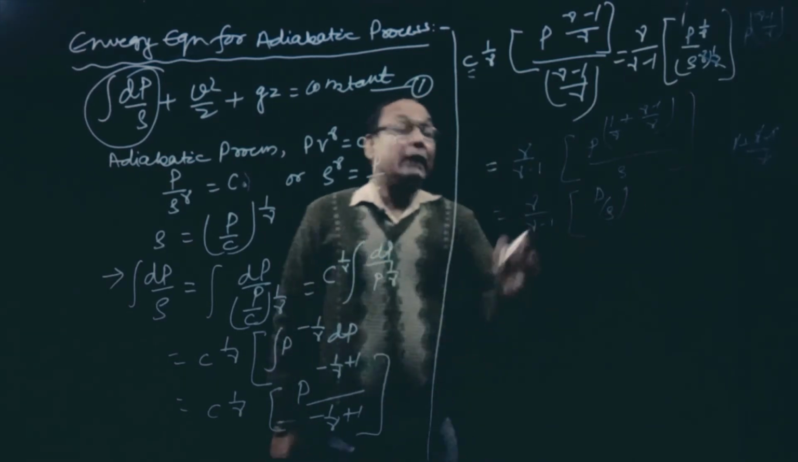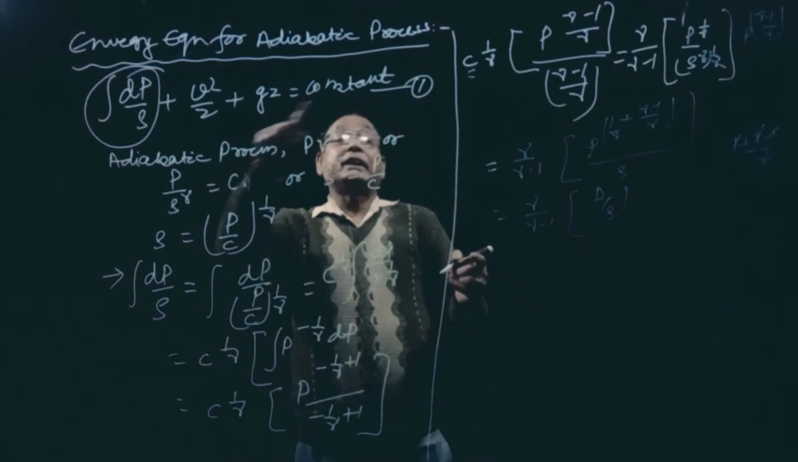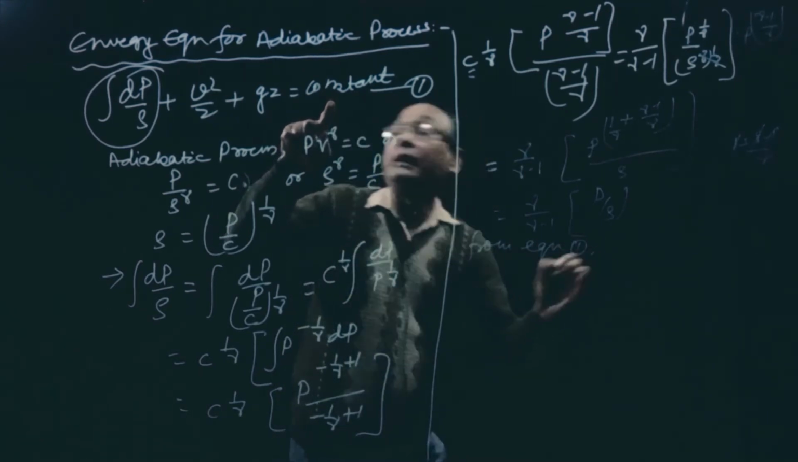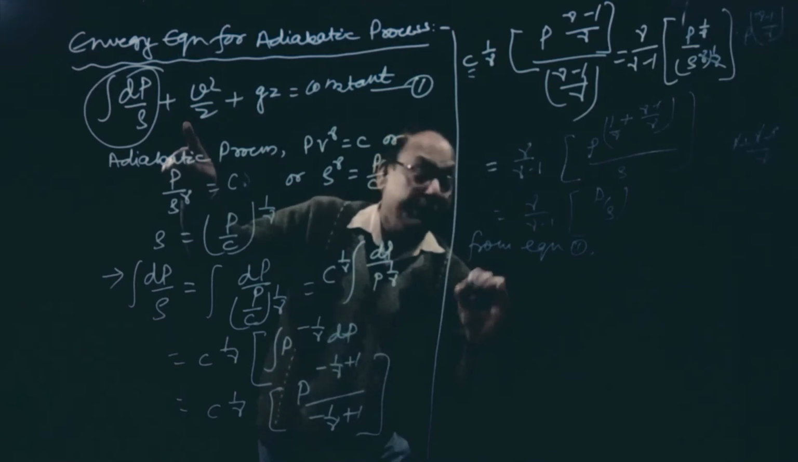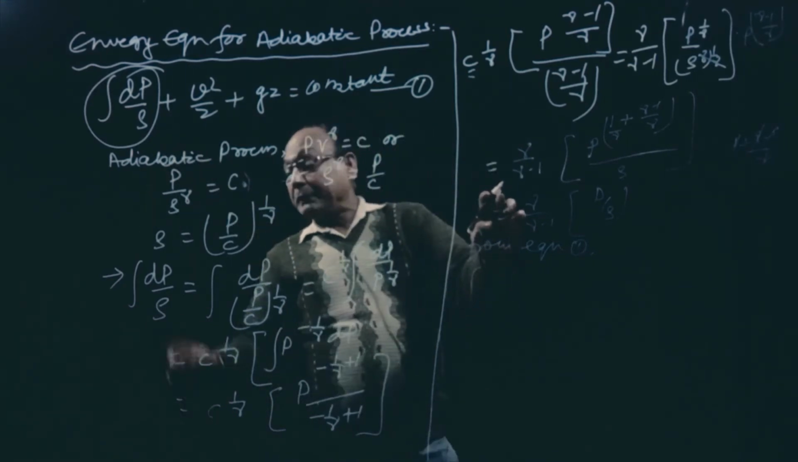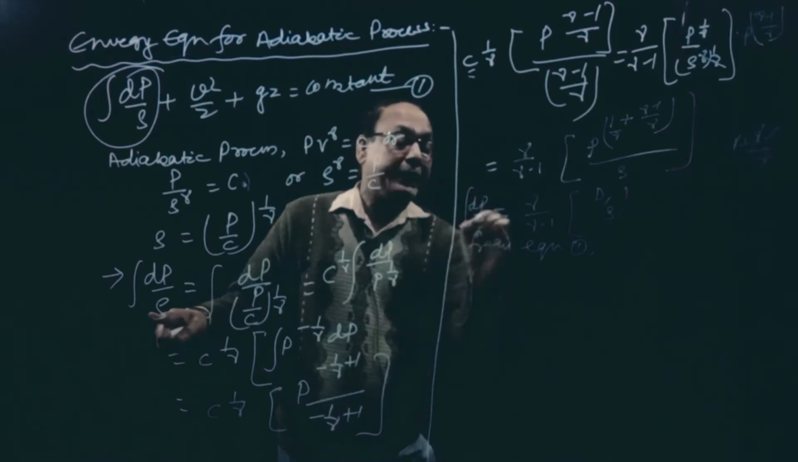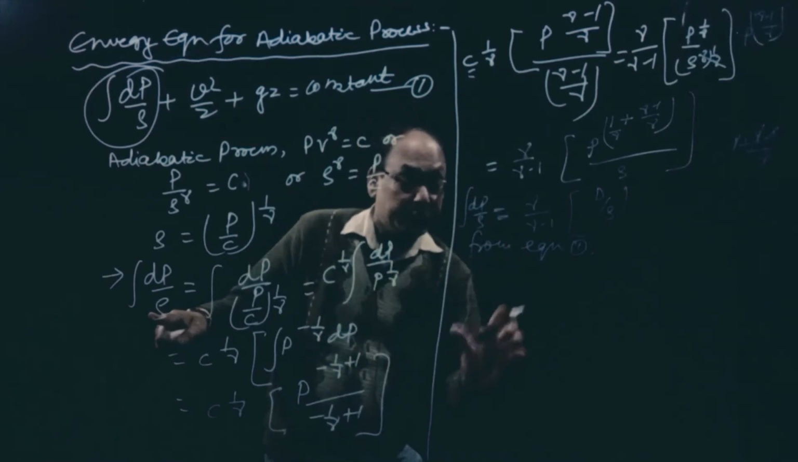So now substituting this in the equation, remember this is the integration of dP by rho. So for dP by rho, put the value simply.